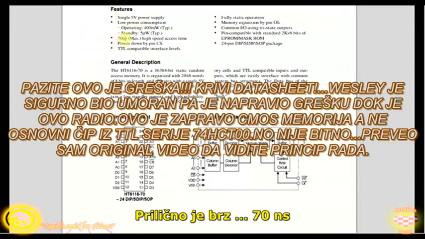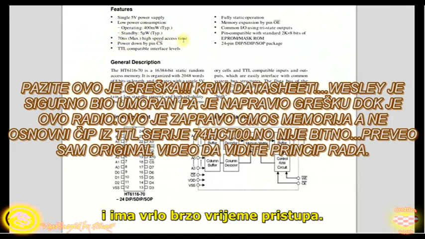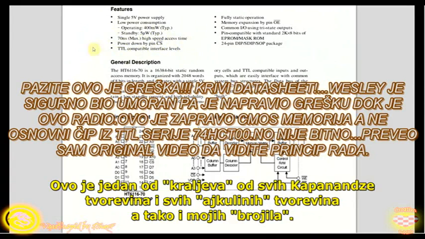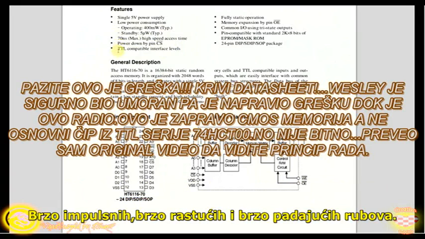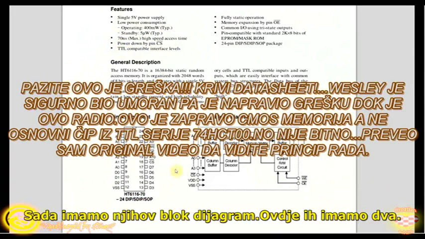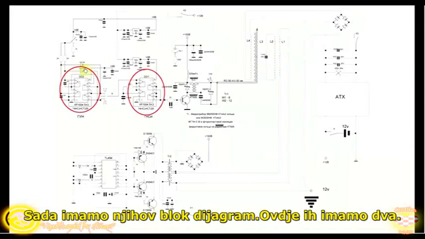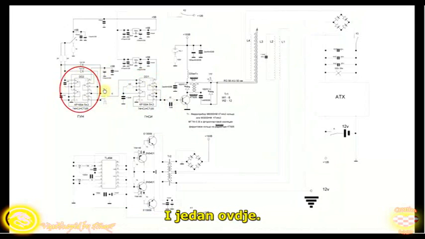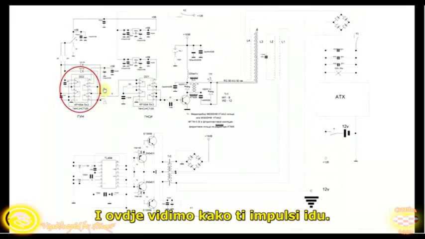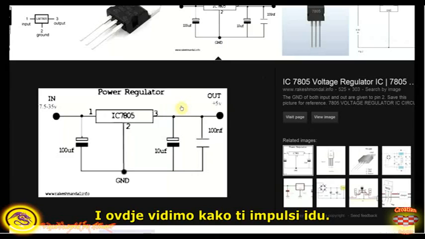It's pretty fast, it's 70 nanoseconds, and it has high speed access time. That was one of the things with all of this that might matter. Fast impulse, fast rising and falling edge. Now you have a block diagram of it. We have two of them, one in here and one in here, and then we see how the impulses go.